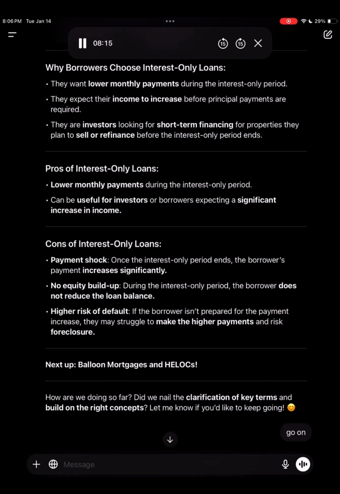Pros of interest-only loans: lower monthly payments during the interest-only period. Can be useful for investors or borrowers expecting a significant increase in income. Cons of interest-only loans: payment shock. Once the interest-only period ends, the borrower's payment increases significantly. No equity buildup. During the interest-only period, the borrower does not reduce the loan balance. Higher risk of default. If the borrower isn't prepared for the payment increase, they may struggle to make the higher payments and risk foreclosure. Next up, balloon mortgages and HELOCs.